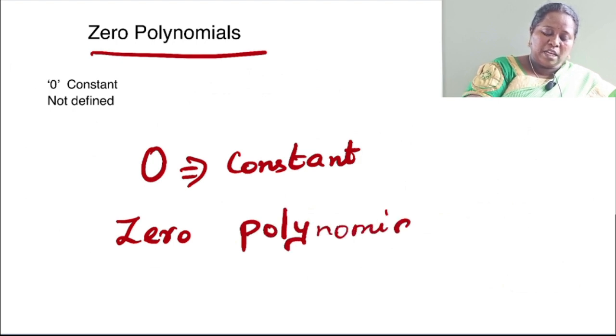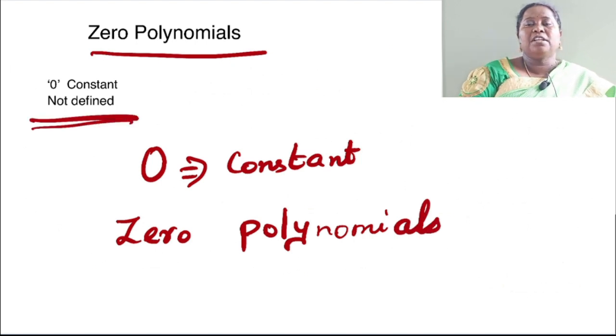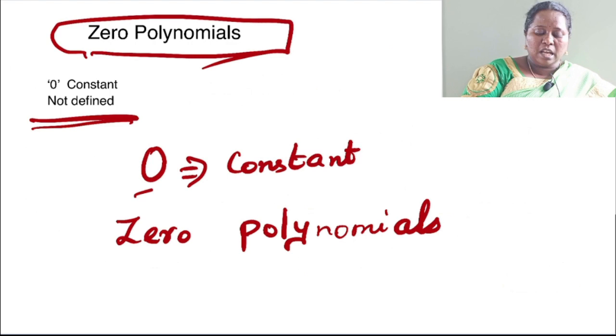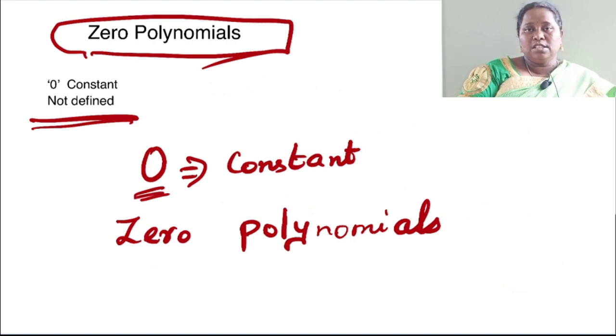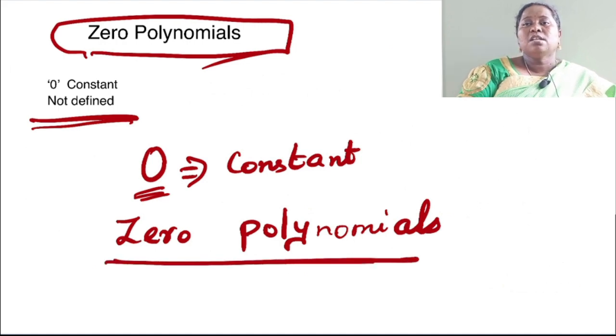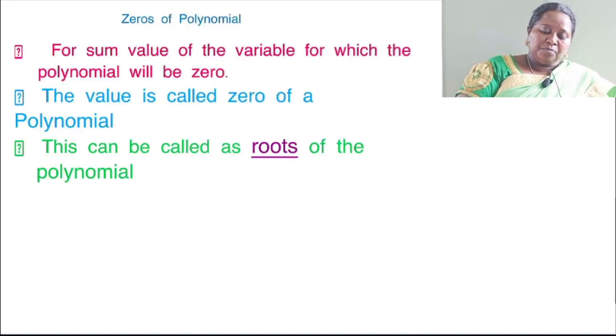The degree of the zero polynomial cannot be defined. We could not say any degree. You can remember that the zero polynomial is nothing but having only one value, that is 0. 0 is a constant, so it is called the zero polynomial.